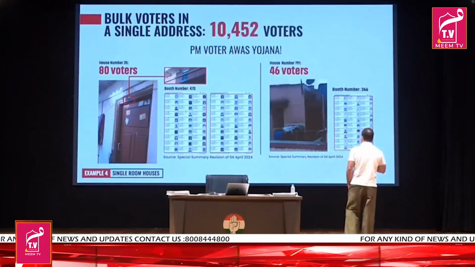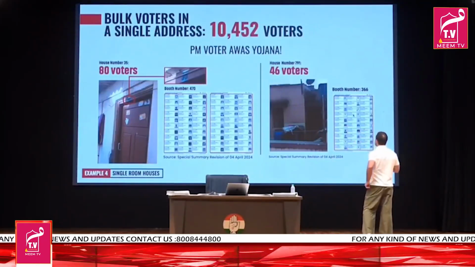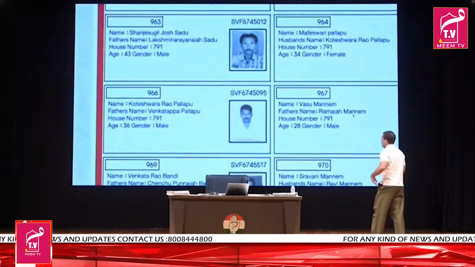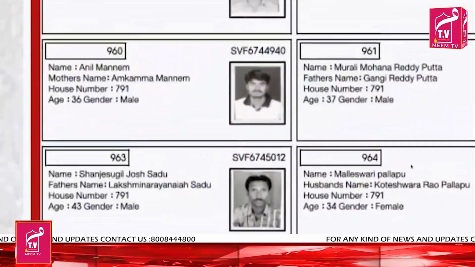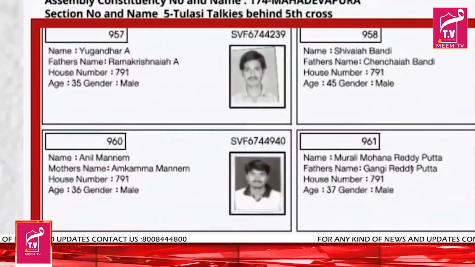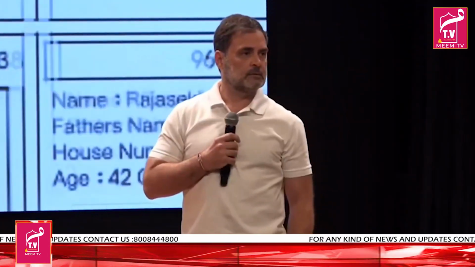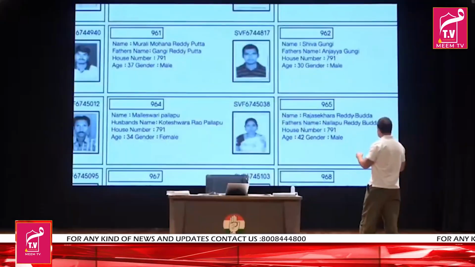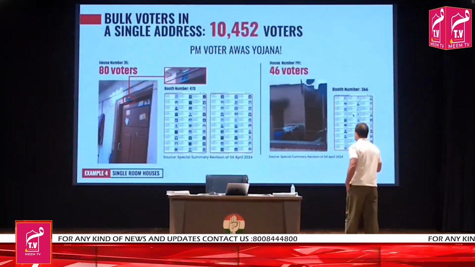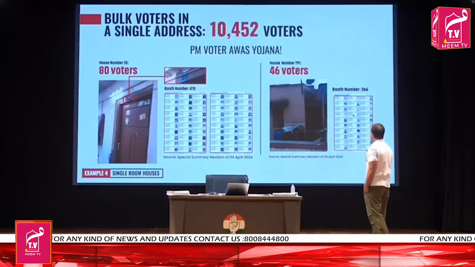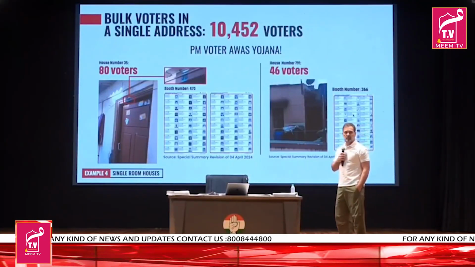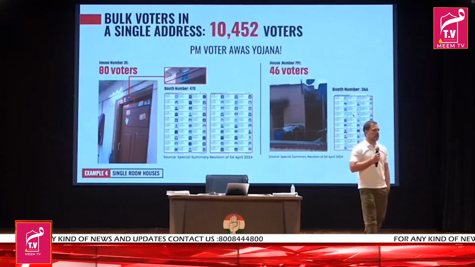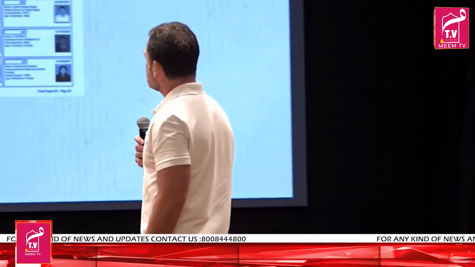Booth number 366. Zoom in on this. 46 voters, all from different families, living in a single bedroom house. And when we go there, they don't exist. Zoom out. So that's a single bedroom, 46 voters living there. Same thing there, 80 voters living there. No sign of their existence. When we go there, we're threatened. Our people go there, they're threatened. Take video, they're threatened. Okay, next.